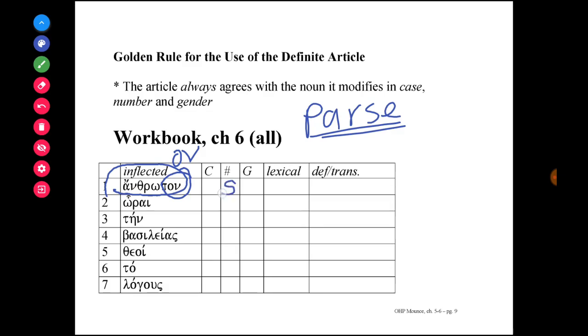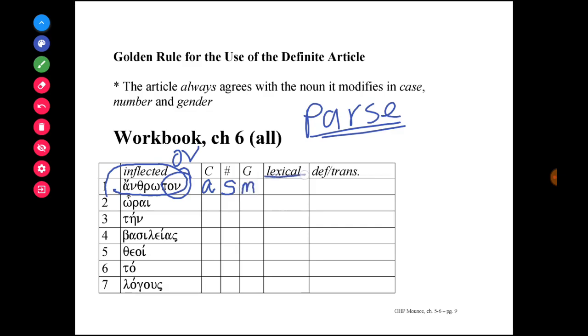singular. And anthropos happens to be a masculine noun. So therefore, the only ending in a masculine noun that has on at the end is the accusative. So its case is accusative, its number is singular, and it's a masculine noun.